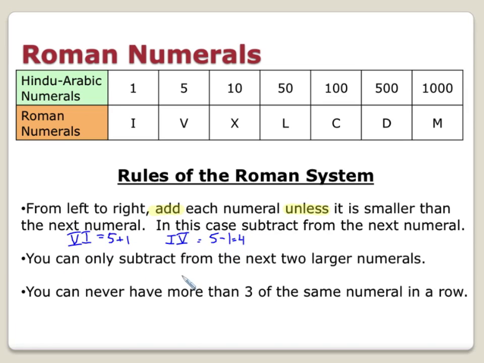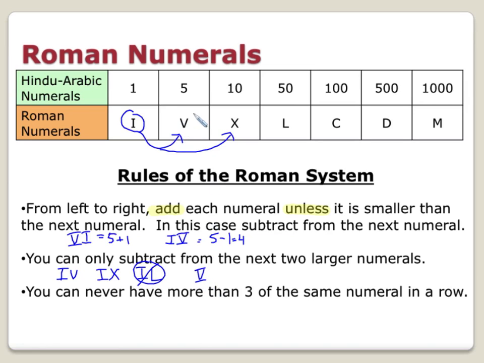Now you can only subtract from the next two larger numerals. Okay, so what that means is you can only subtract I from a V or from an X. Okay, so you can see IV, you can see IX, but you will never see IL. Okay, because it's too far away. So you can't write 49 this way. Does that make sense?